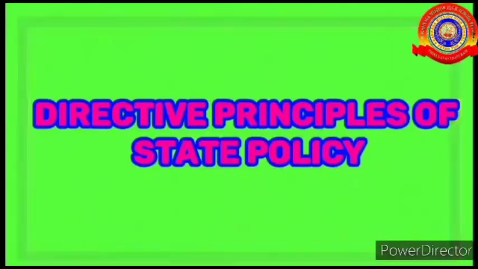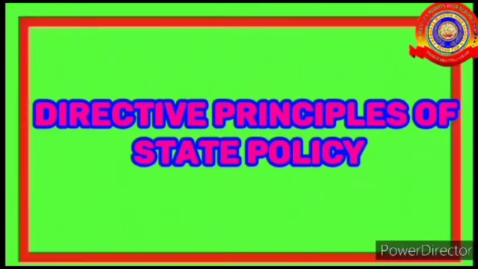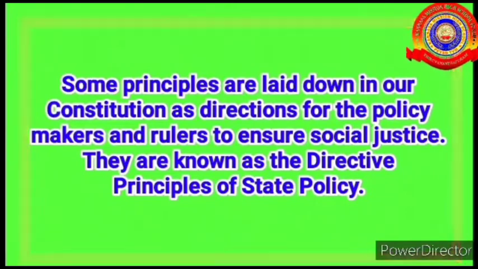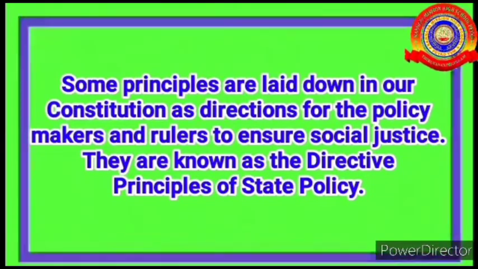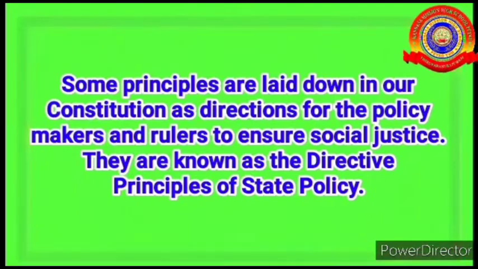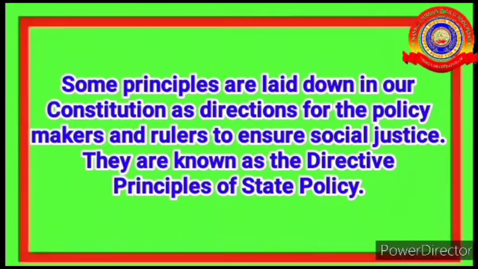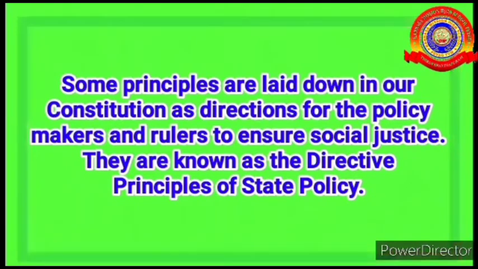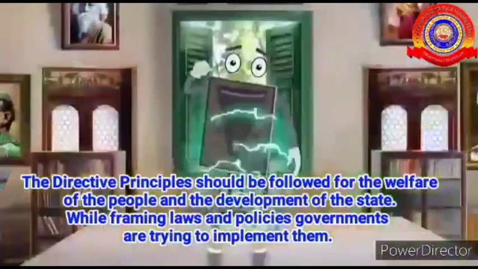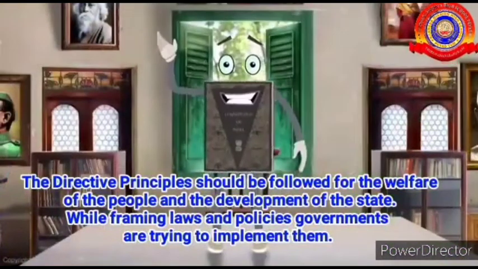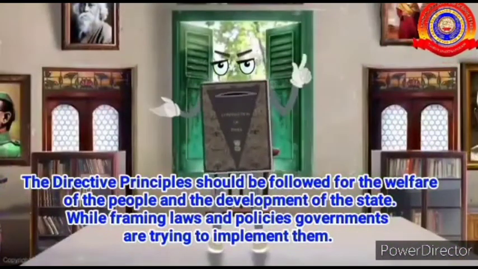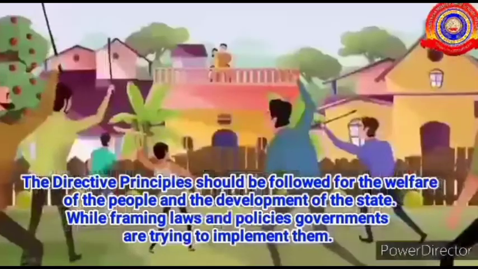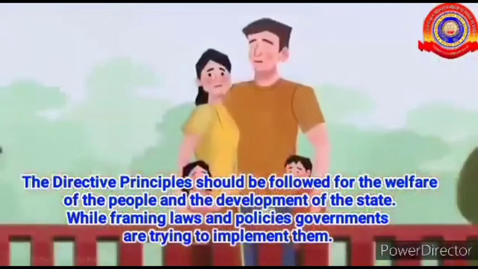Next one, directive principles of state policy. Some principles are laid down in our Constitution as directions for the policy makers and rulers to ensure social justice. They are known as the directive principles of state policy. The directive principles should be followed for the welfare of the people and the development of the state. While framing laws and policies, governments are trying to implement them.